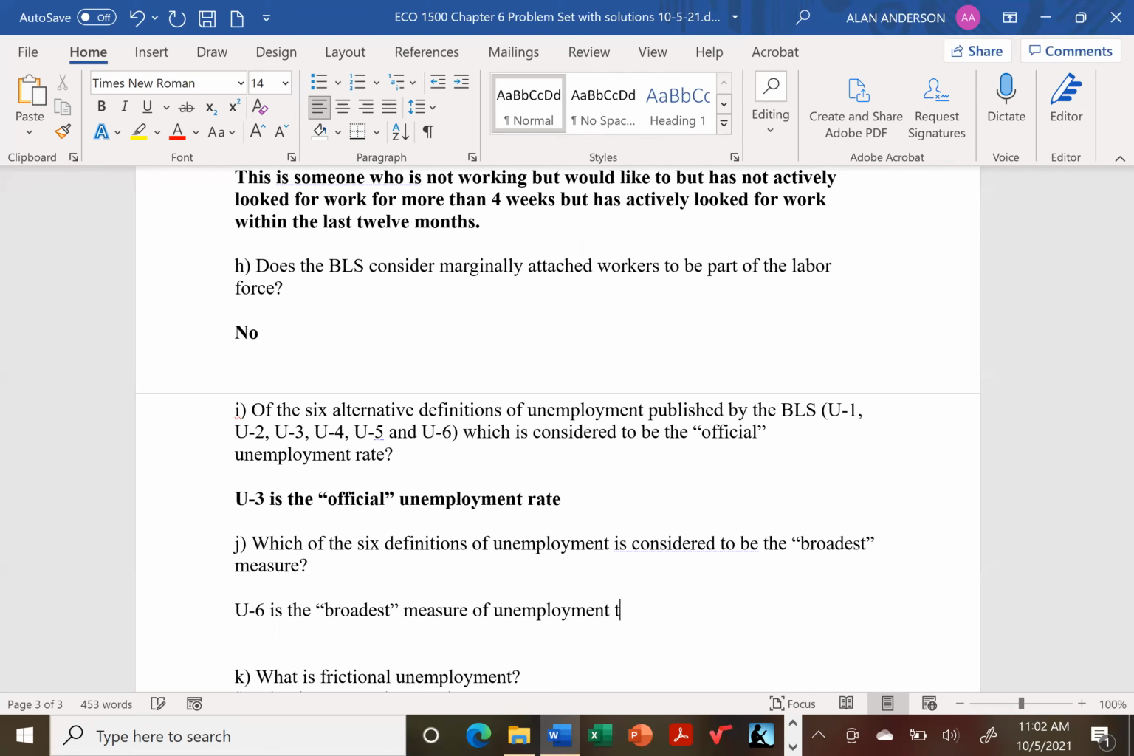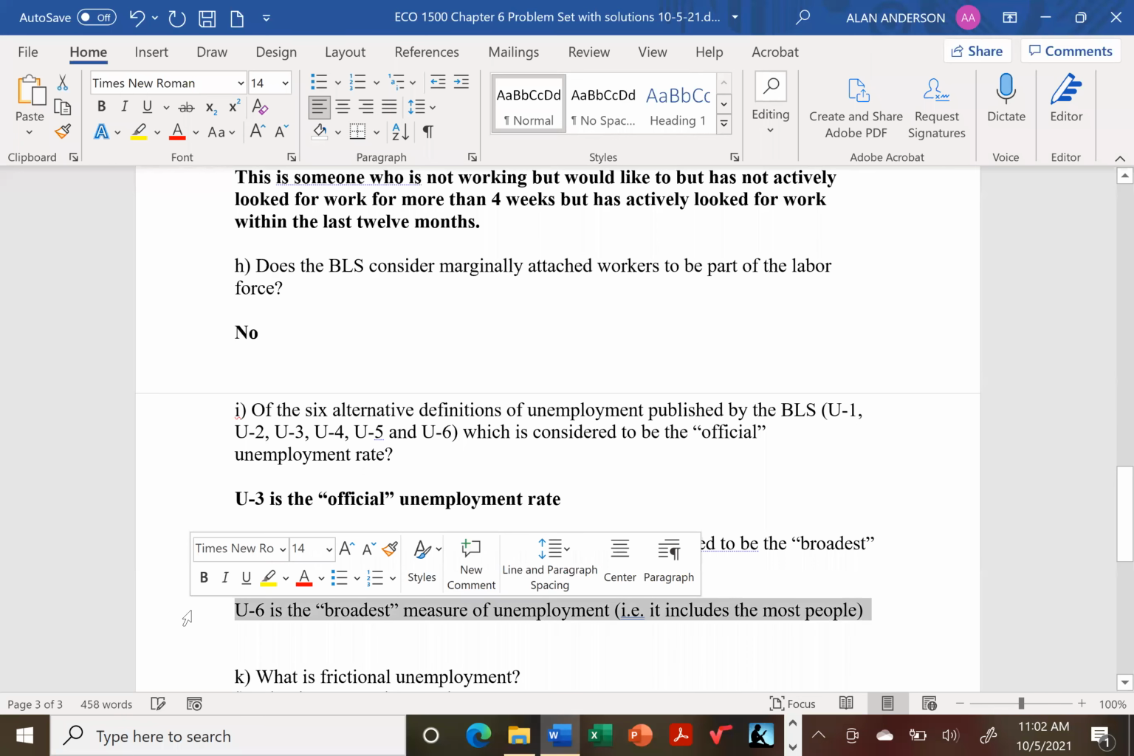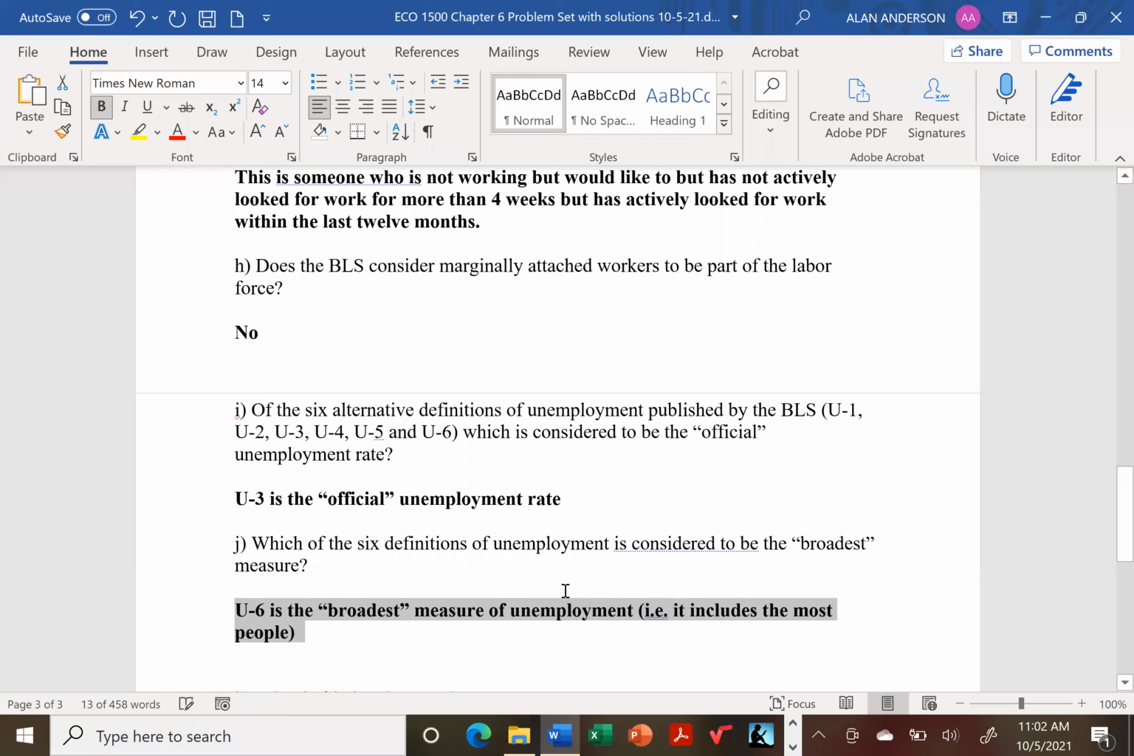So I'll make a little note here, i.e., it includes most people. So in other words, U6 is the one where essentially almost anybody gets counted. Even if you've made even a trivial effort to look for work anytime in the past, you're probably going to get counted at least in U6 as unemployed, I mean.